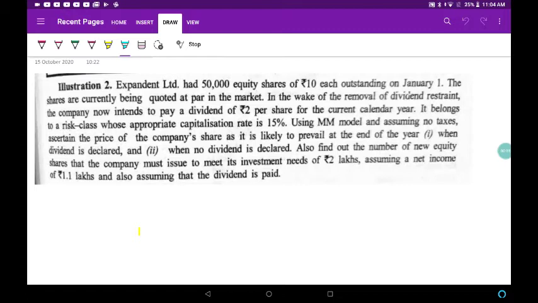Expandant Limited had 50,000 equity shares of 10 each outstanding on January 1. Understand the question clearly. The shares are being currently quoted at par. So that means 10 is the value. In the wake of the removal of dividend restraint, the company now intends to pay a dividend of 2 per share for the current calendar year.